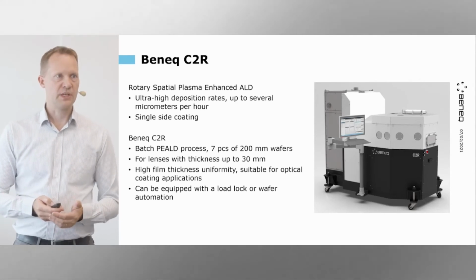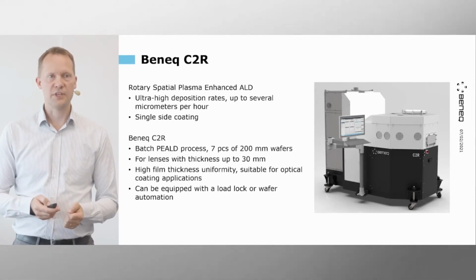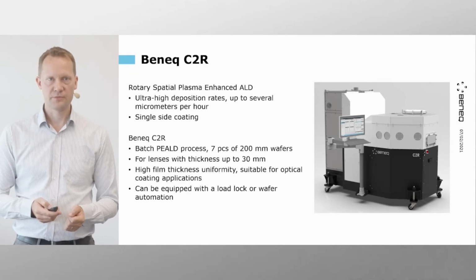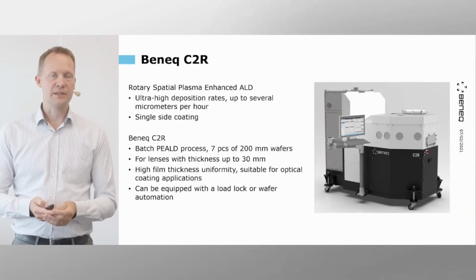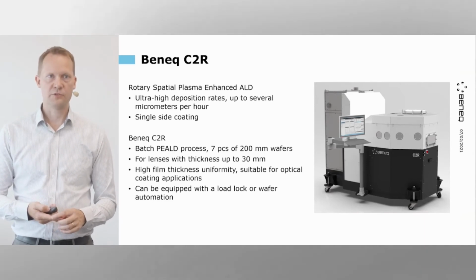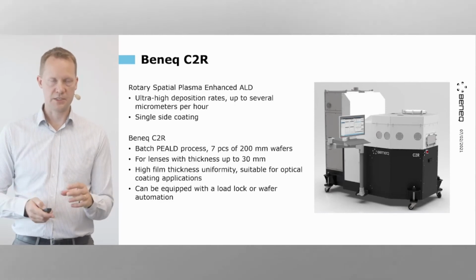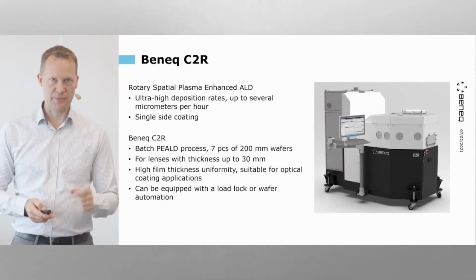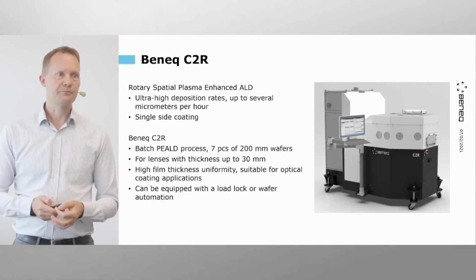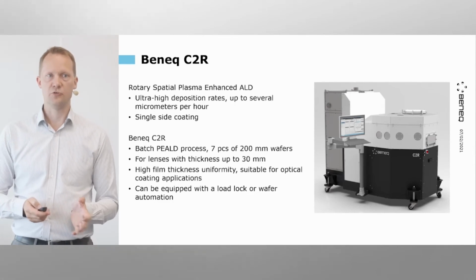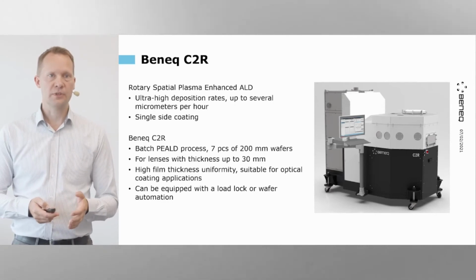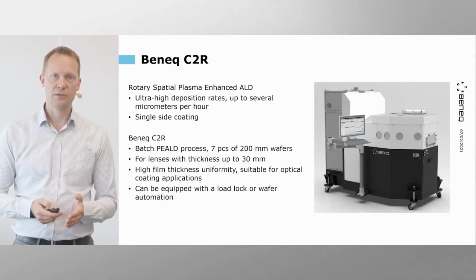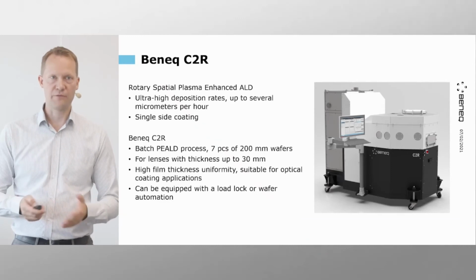This tool itself, the Beneq C2R, can hold 7 pieces of 200 millimeter wafers. That's the kind of batch size that we have in it. And it can be used also not only for wafers, obviously, but also for thicker lenses and such things, even with thickness up to 30 millimeters. And it can make highly uniform films, which are suitable for optical coating. We'll hear more about that soon. And also for wafer applications, it can be equipped with a load lock or wafer automation.